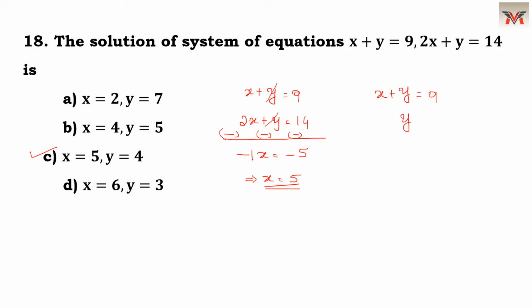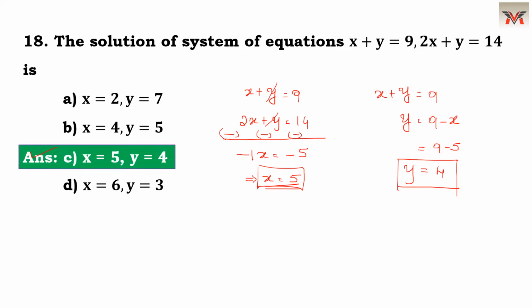Therefore, what is y? Y is equal to 9 minus x, that is equal to 9 minus 5, which is equal to 4. Therefore, x value is 5 and y value is 4. Therefore, option C is the correct answer here. Okay, we'll move on to the next question.